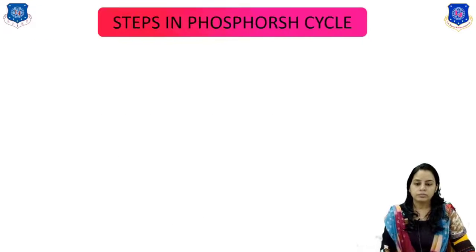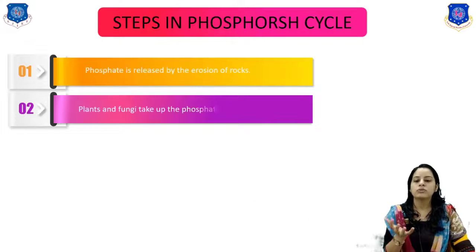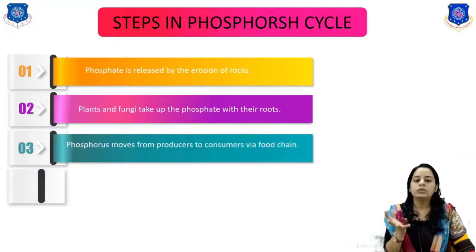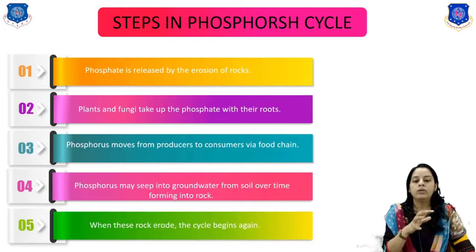Okay, now the various steps in the phosphorus cycle. The first is that phosphate is released by the erosion or weathering action of the rock, right? Then plants and fungi take up the phosphate with the roots of the plant, right?